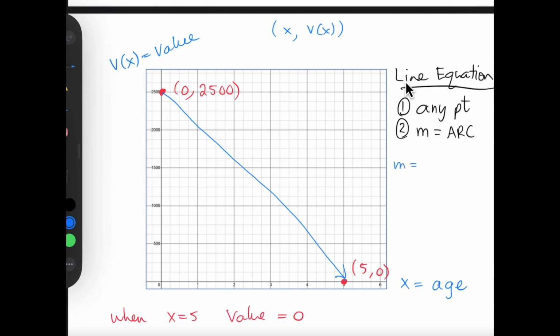And so we can calculate the slope, or actually, let's call it the average rate of change. It's the same thing. We can calculate the average rate of change by saying y2 minus y1 over x2 minus x1, and so our average rate of change in this case is going to be negative 2,500 over 5, or the average rate of change is negative 500.